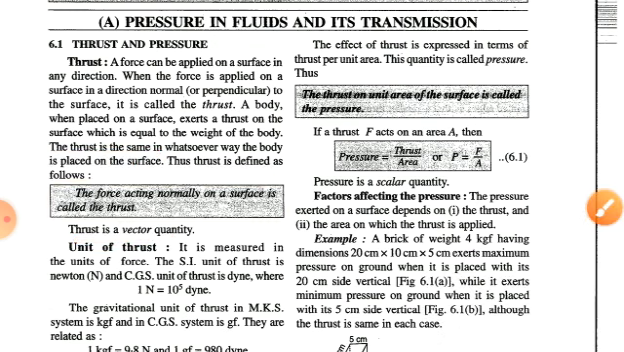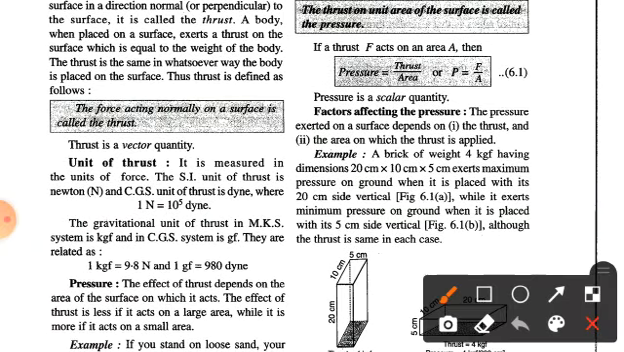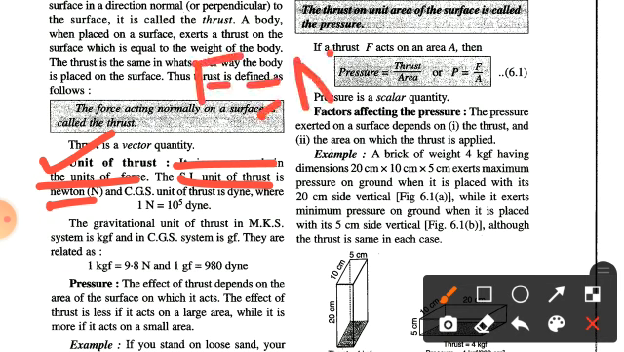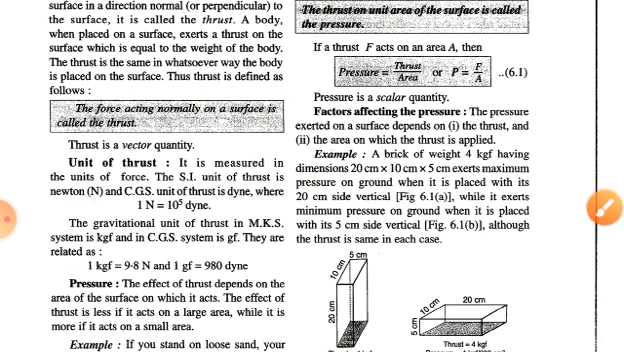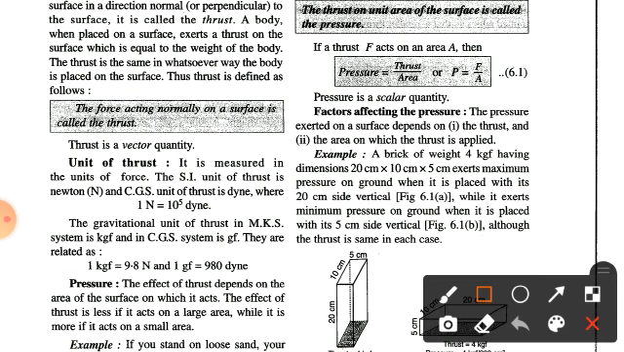Clear? Now here you can see the unit of thrust. It is measured in the unit of force. So the SI unit of thrust is Newton. You know very well the unit of force is also Newton. Clear? And the CGS unit of thrust is dyne. You can see the relation between Newton and dyne. This is the important one, just remember it: 1 Newton equals 10 to the power 5 dyne. Clear? The gravitational unit of thrust in the MKS system is kgf, and in the CGS system is gf. They are related as 1 kgf equals how much? 9.8 Newton, and 1 gf equals 980 dynes.